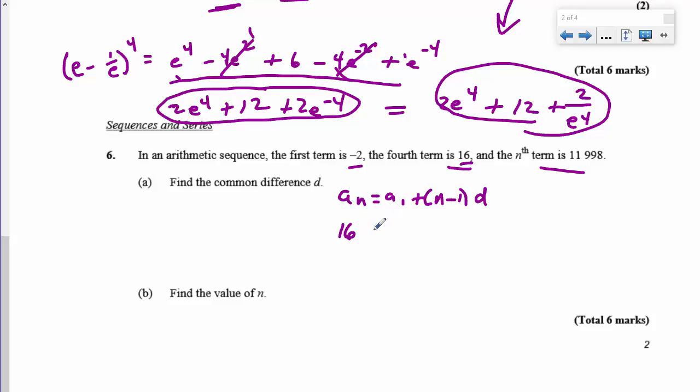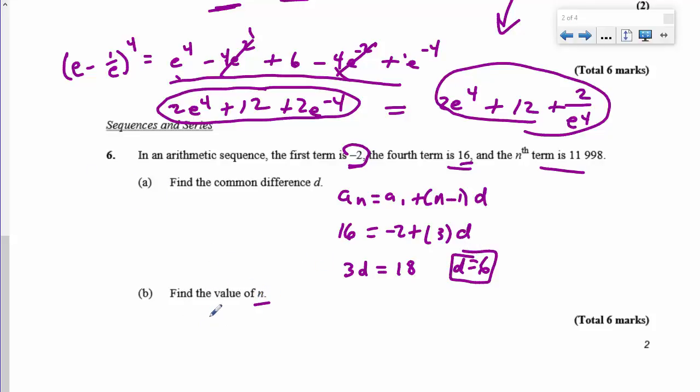So a_n is 16, and a_1, which is the first term, is negative 2. If I tell you 16 is the fourth term, that means n is 4. So 4 minus 1 is in fact 3, and we're going to multiply this times the common difference. That basically means 3 times d is equal to 16 plus 2, which is 18, which suggests to me that d is in fact equal to 6. So that's your first answer there.